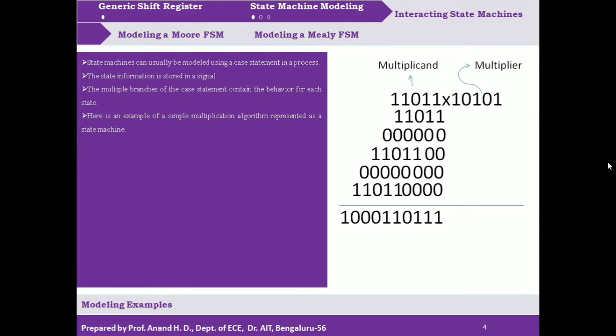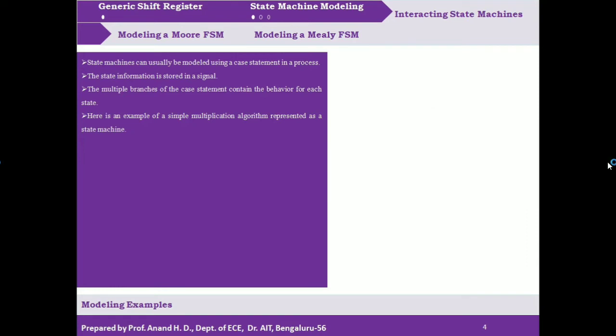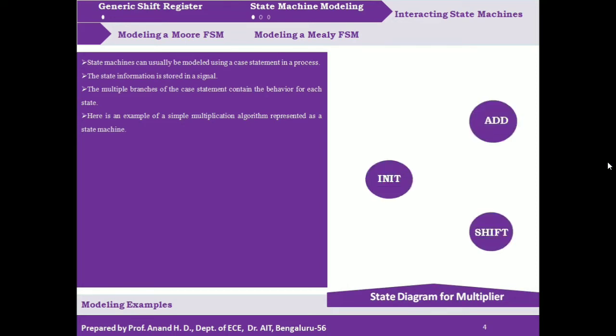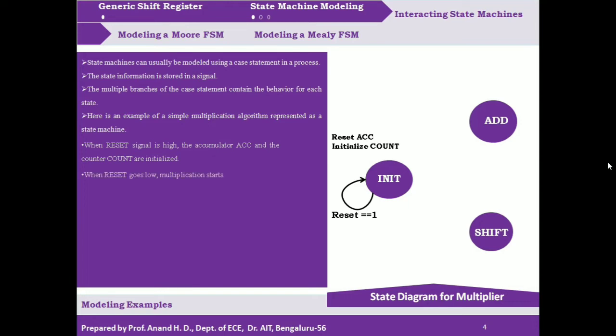Now let us see how to model this using a state machine model. Let us consider a state diagram for the multiplier. First it will have 3 states: initial state, add state and shift state. Now when reset is equal to 1, it will be in the initial state only. The accumulator content and the counter content count will be initialized. Next, when reset goes low, multiplication will start, and there will be a state transition from the initial state to the add state.